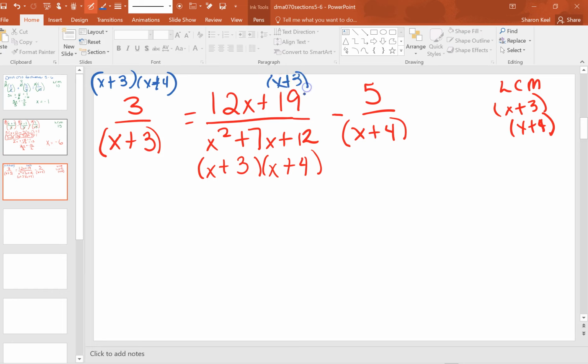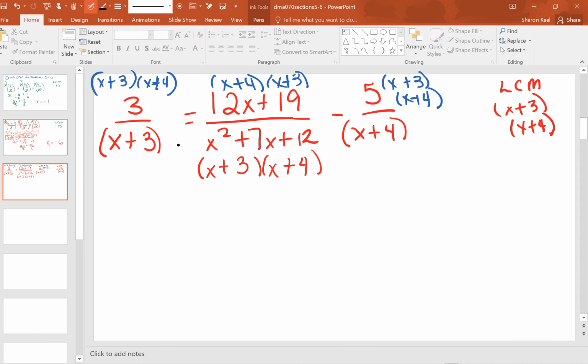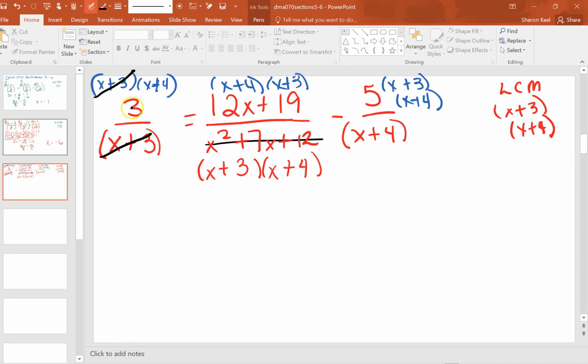x plus 3, x plus 4. Same thing here, x plus 3 and x plus 4. Okay, so every term is going to be multiplied by that. Now what I'm going to do is cancel out in the denominator. So here the x plus 3 and the x plus 3 cancel. I'm left with a 3 and I'm left with the parenthesis x plus 4.